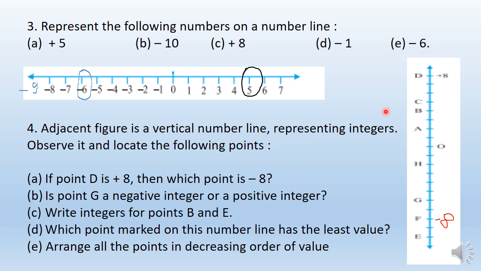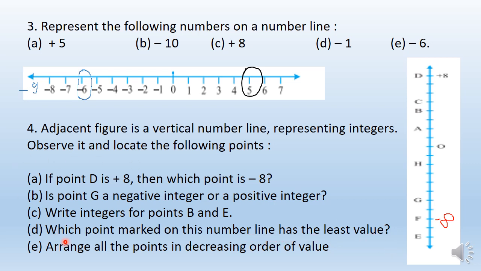Number C. Write integers for points B and E. Now point B is here: 1, 2, 3, 4. 4 is the integer on point B. Now E. Here is E, as here is -8. Here should be -9 and here should be -10. So point E is on which integer? -10.